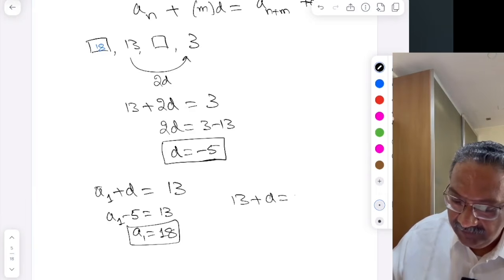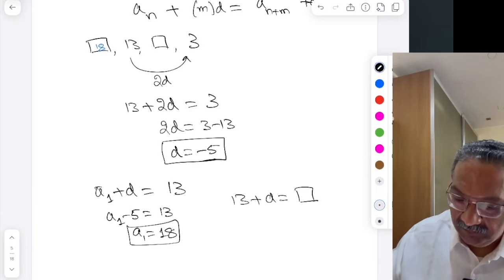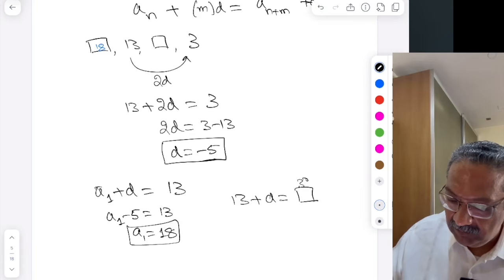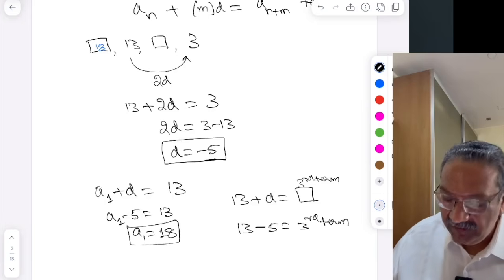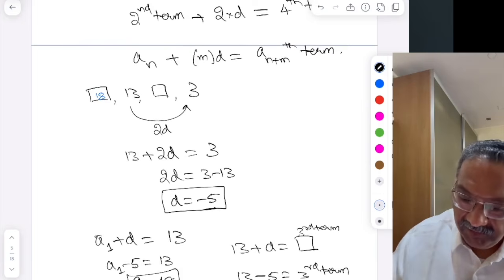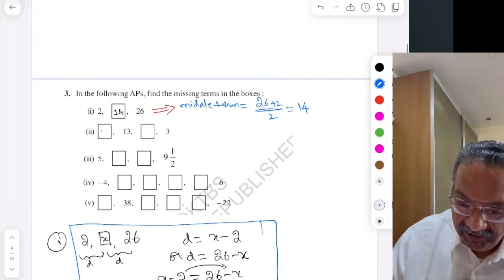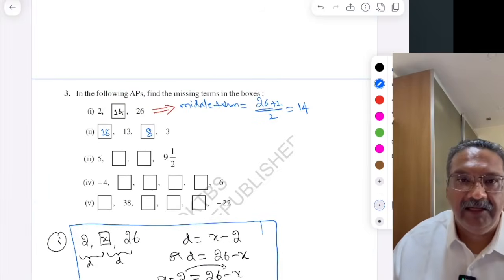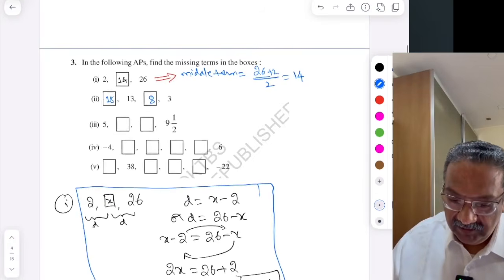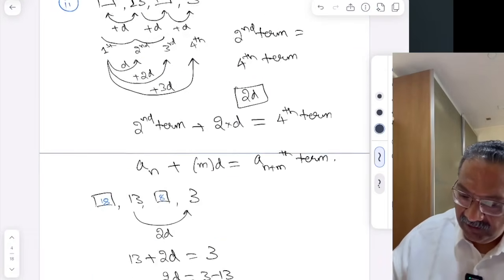In the same way, for the second term 13, 13 plus d will be the third term. So what is d here? 13 minus 5 will be the third term. That is 13 minus 5 is 8. So the two numbers are 18 and 8. Okay? So in the same way, let's come to the third portion.